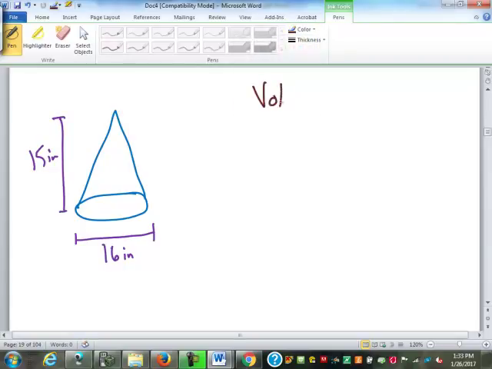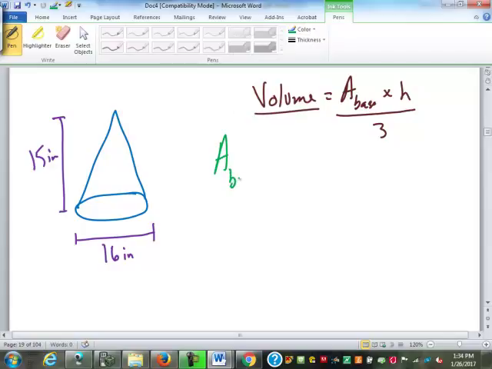Volume is found by doing the same thing again. Volume is going to be the area of a base times a height, but what are we going to do with that? Remember how we adjust it? Divided by 3.